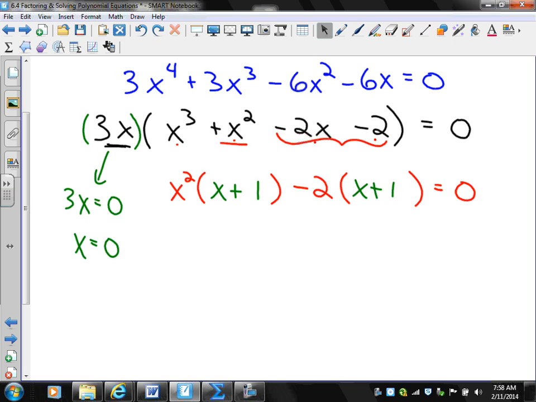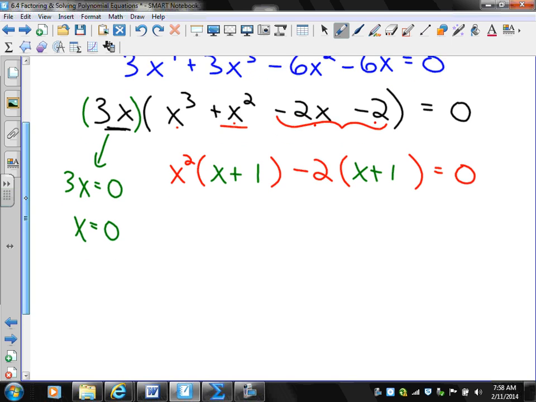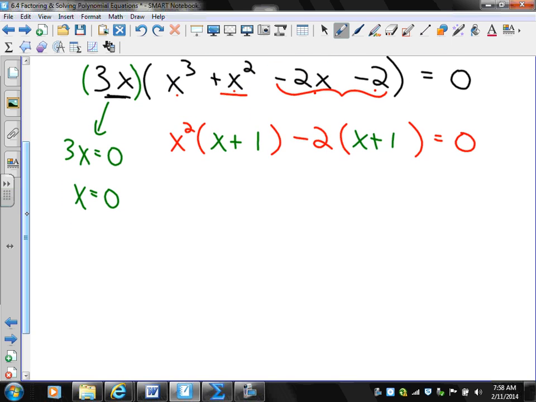Okay, so now our last step in grouping here. We have 2 big, what I've been calling mega factors here, or mega terms, right? We have that whole big x squared times x plus 1 and the 2 times x plus 1. They have a common x plus 1, don't they? You can see that they're in green. So I'm going to pull out the x plus 1, and then we're left with an x squared minus 2. And now I'm going to set that equal to 0.